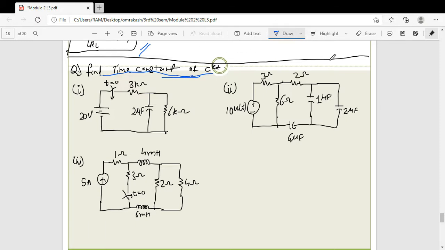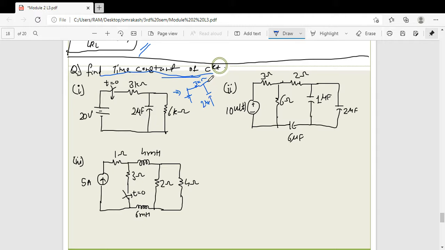Now there are some basic steps. First of all, listen carefully. First of all, observe the switching operation. Does the switch connect the source to the circuit or remove that source from the circuit? Here, the switch connects this voltage source to the circuit. So after switching, what is the equivalent circuit here? After switching, this circuit looks like that, right? After switching, this is 3 kilo ohm and this is 2 microfarad, right?